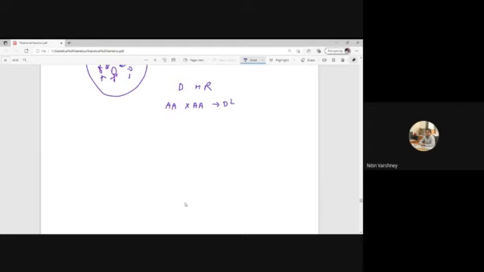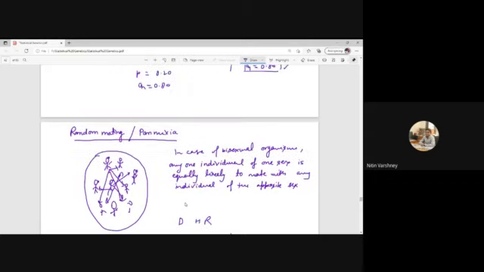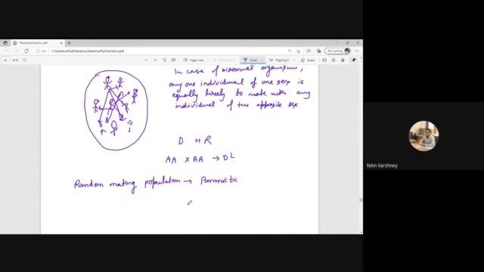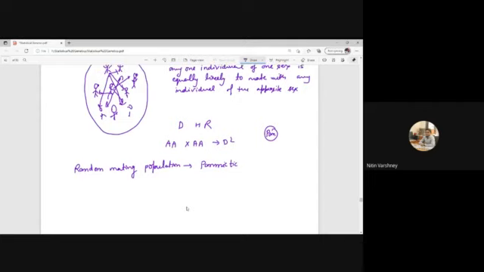A random mating population is known as a panmictic population. Random mating is known as panmixia. In some examples you will see a panmictic population, and the meaning is simply a random mating population. Don't get confused. Now, how do we make this?